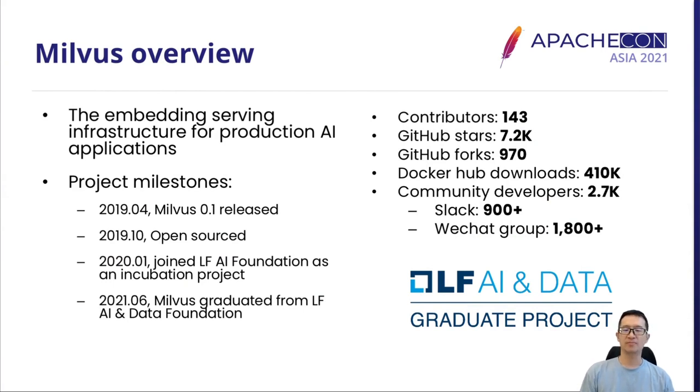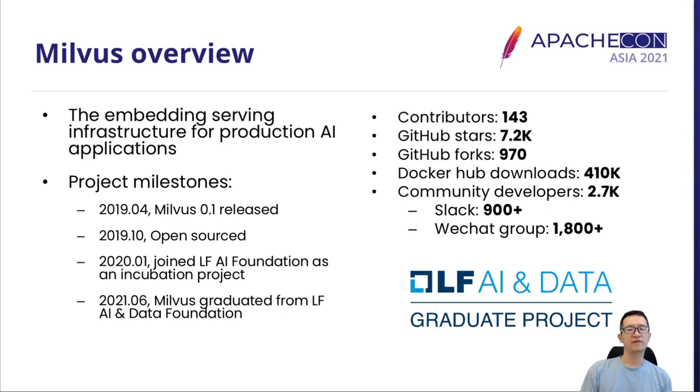The key project milestones include: we released Milvus 0.1 in April 2019, and we open sourced the Milvus project in October 2019. Then, just a couple of months later, we contributed the Milvus project to the Linux Foundation, LF AI and Data Foundation. That was January 2020. And this year, this June, we graduated the Milvus project from LF AI and Data Foundation as a graduate project.